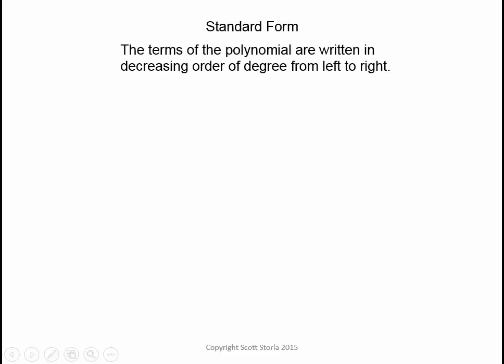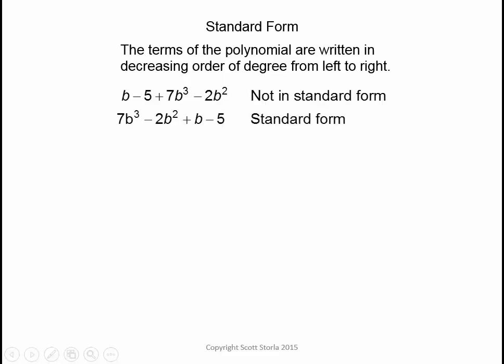Standard form implies that we write polynomials in order of decreasing degree from left to right. For instance, this 4-term polynomial is not in standard form, but I can rearrange the terms so that I have a third degree, and then the second, and then the first, and then the constant, left to right, and now it is in standard form.